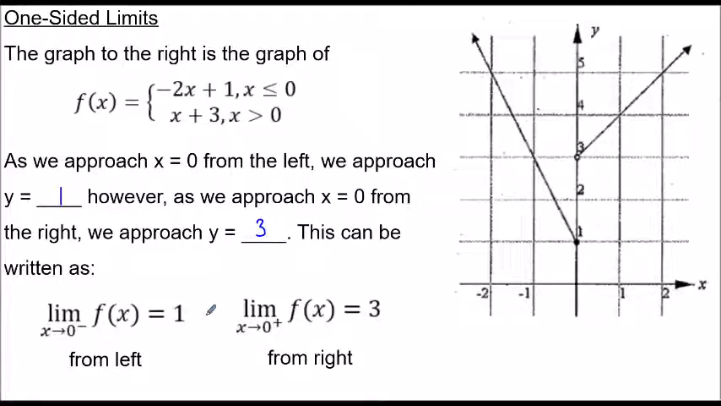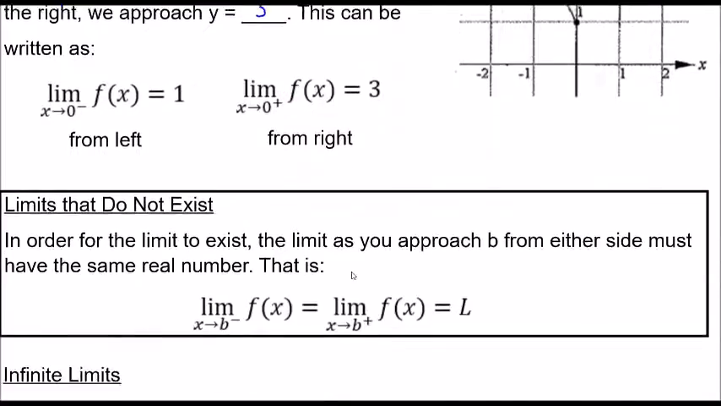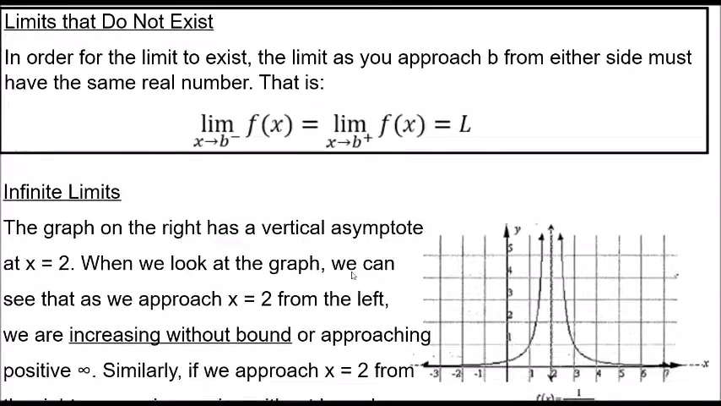We can actually write the difference between these using different notations. From the left-hand side, we're going to say that x approaches 0 with a superscript of a negative, and from the right-hand side it's a positive. I like to think about this in terms of coming from the negative side of a number line and the positive side of the number line. It's just a little trick that I use to help me remember which side I'm coming from in order to write the proper things. The next thing we're going to talk about is limits that do not exist.